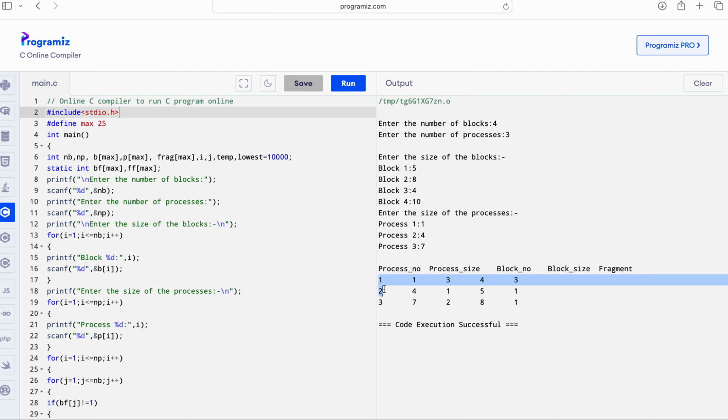The process numbers are 1, 2, 3. Give one more \t so that you will get the output in proper indentation. The process sizes are 1, 4, 7, whereas the block numbers are 3, 1, 2, the block sizes are 4, 5, 8, and the fragments are 3, 1, 1.